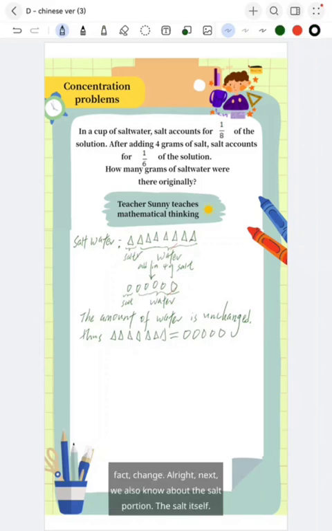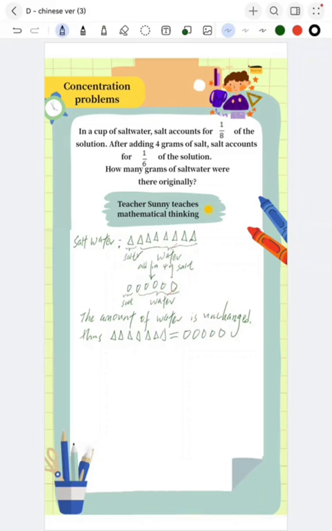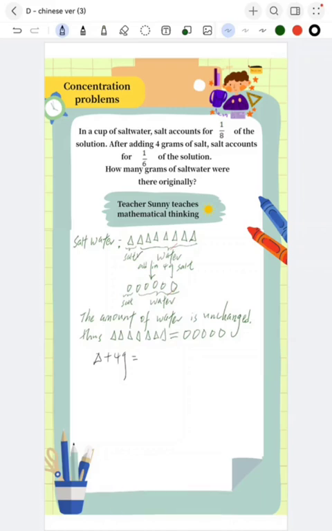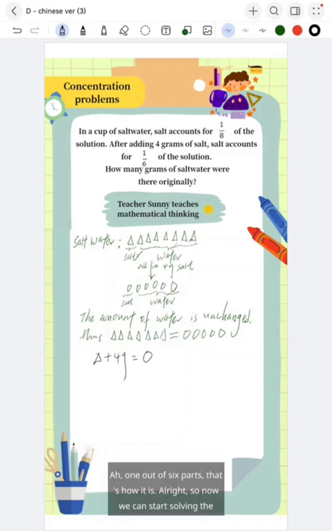Alright, next, we also know about the salt portion, the salt itself. It originally takes up 1 part, but after adding 4 grams, it becomes 1 out of 6 parts. That's how it is. Alright, so now we can start solving the problem.